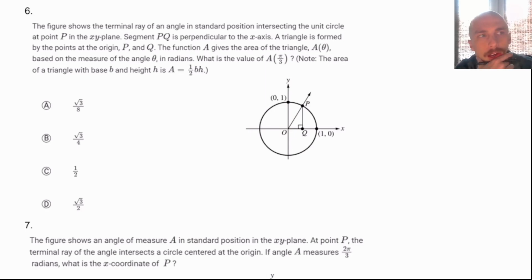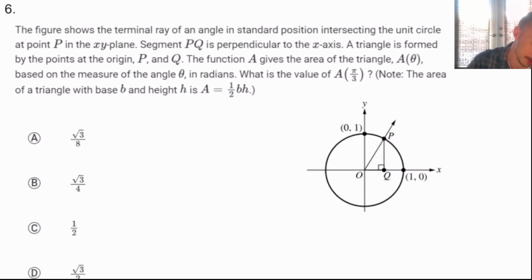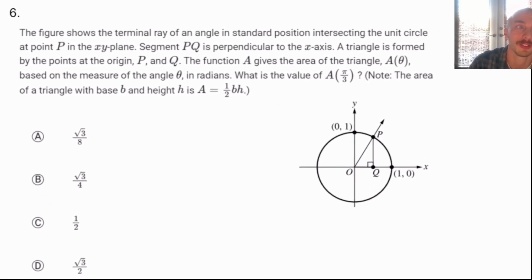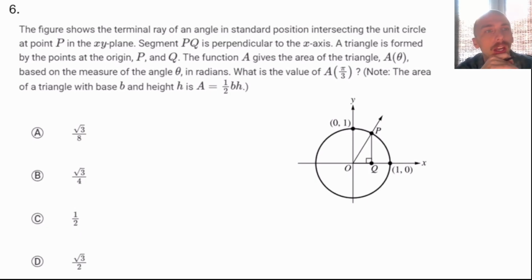All right, next we've got a figure showing the terminal ray of an angle in standard position intersecting the unit circle at point P. PQ is perpendicular to the x-axis. Yeah, we like this question. I wish I had seen this one before I ordered the test copies because I would definitely put this one on there. Triangles formed by the points P, Q, and O, the origin.